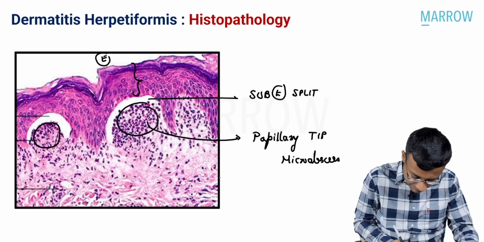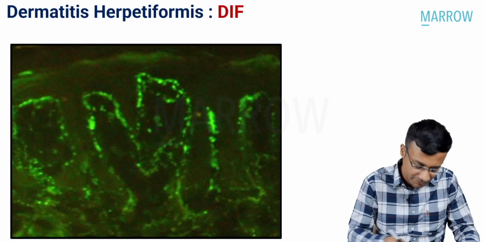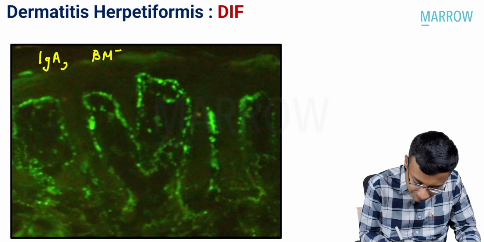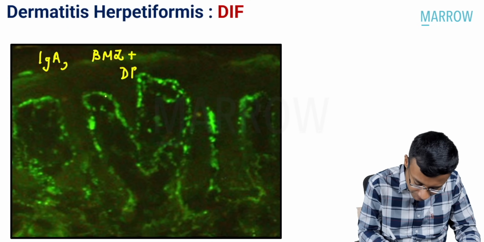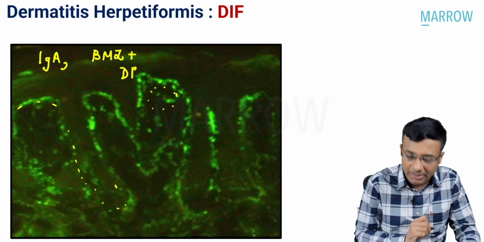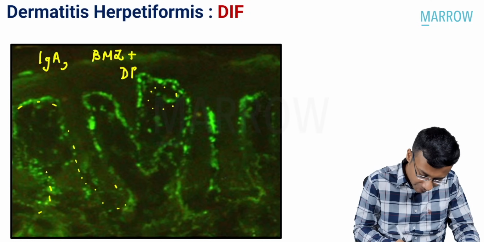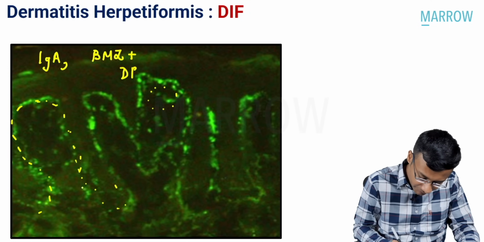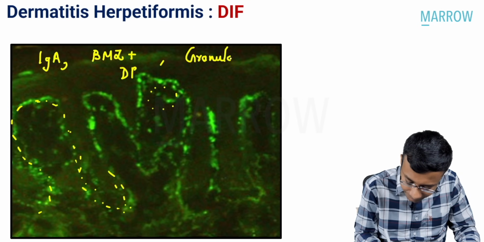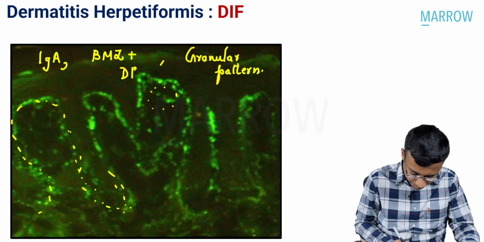And lastly, now we go on to the DIF finding. What, where and how is depositing here. So here you have the IgA deposition along the basement membrane zone plus dermal papilla. So you can see the deposition is not only along the BMZ, it is also seen over the dermal papilla. And if you remember, in bullous pemphigoid, I used the word linear pattern. Here you can see an interrupted kind of deposition pattern. This is referred to as granular pattern.